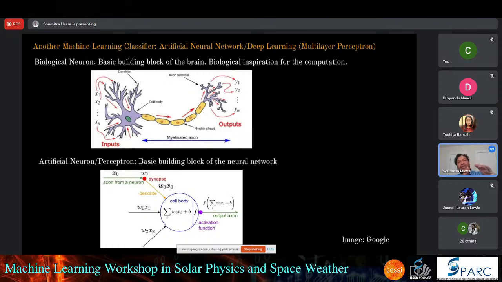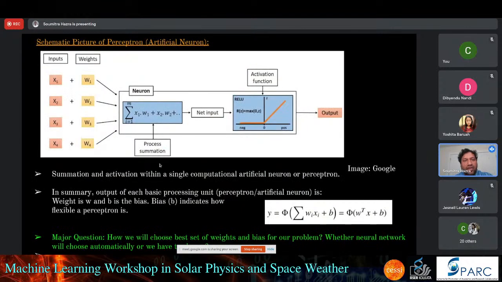So in the neural network, we interconnect many artificial neurons to construct a neural network. Again, this is the simplified picture. You see the inputs and weights and summation, and then it goes to an activation function to give the output.